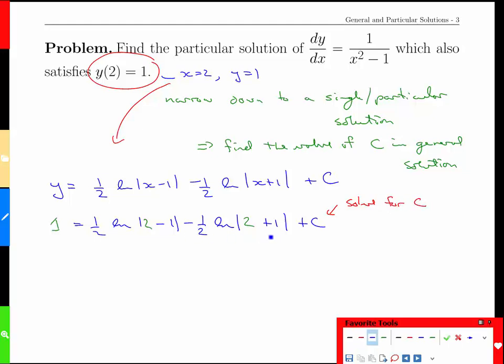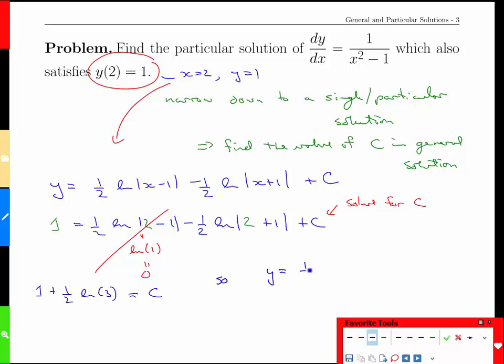And then it just becomes an exercise in moving pieces around. So we have 1 equals 1/2 ln of 2 minus 1. Let's simplify our lives right now. This is ln of 1, but ln of 1 fortunately is equal to 0, so this whole term goes away. And then we're simply left with this term here, which we would add to the other side. So we'd have 1 plus 1/2 ln of 3. Don't need the absolute values, it's positive 3. That equals our constant c.